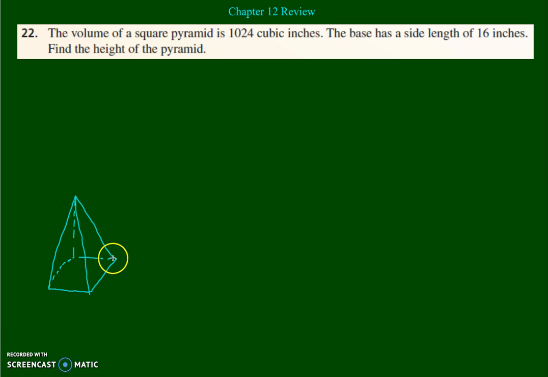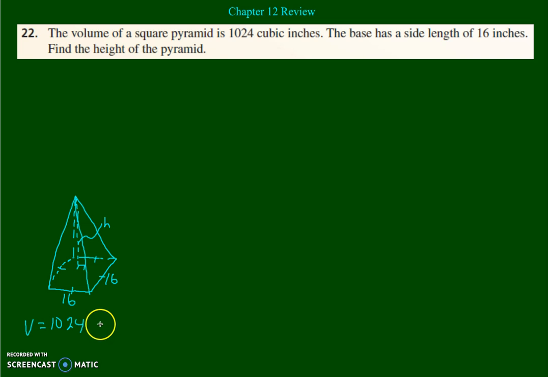Again, these don't have to be perfect. We're looking for the height of this pyramid. This is h. And we are given the volume equals 1024, and the side length is 16. So this is 16, 16, and since this is square, all these are congruent. So 16, 16, 16, 16.